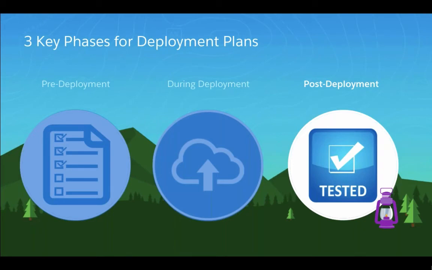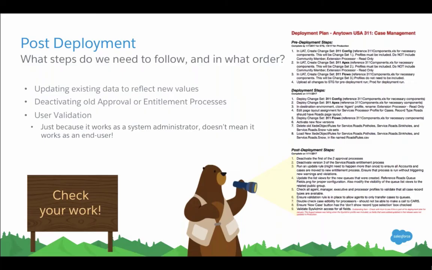So finally, we've talked about pre-deployment, we've talked about during deployment, so let's talk about the final phase, post-deployment. So again, what steps do we need to follow and in what order? Update existing data to reflect new values. Again, record types, right? It's a really great example. Or maybe we've added new status values for cases or accounts.